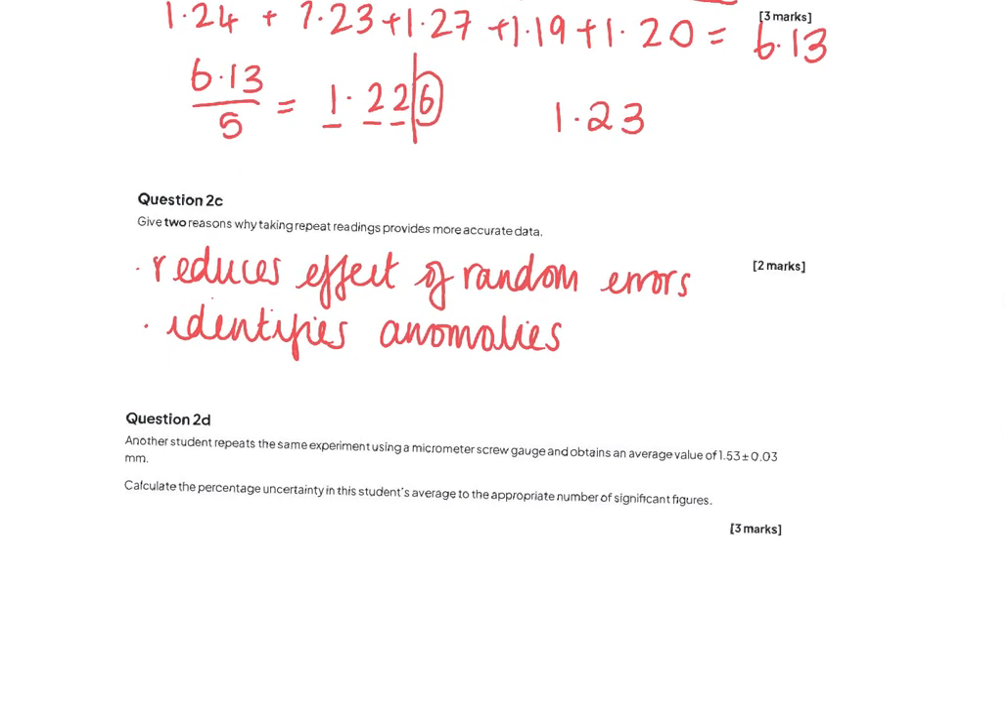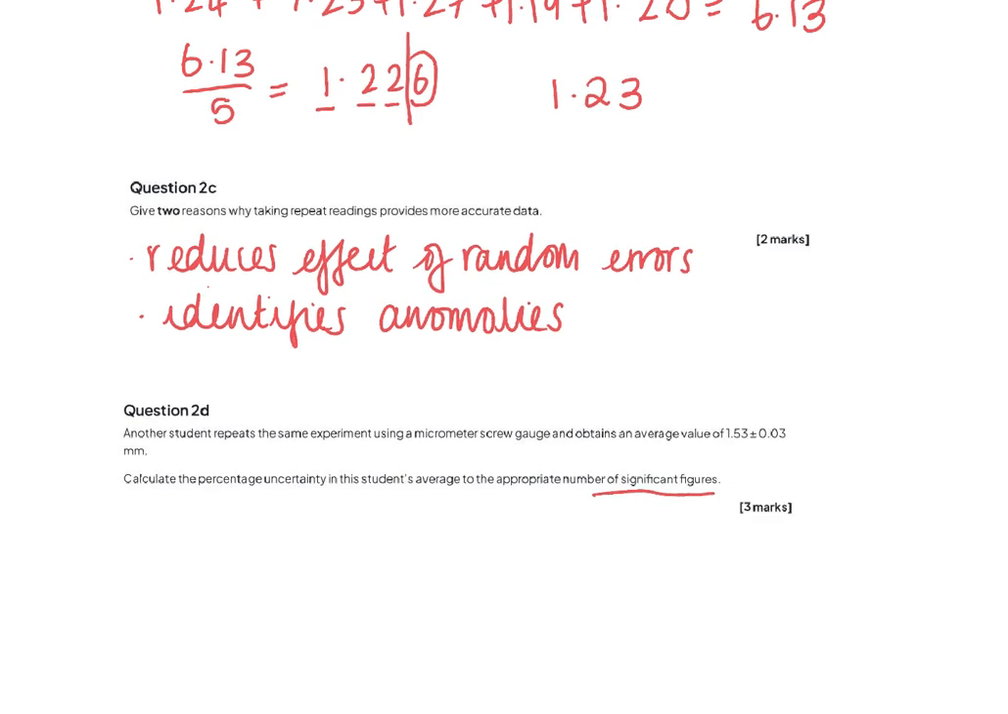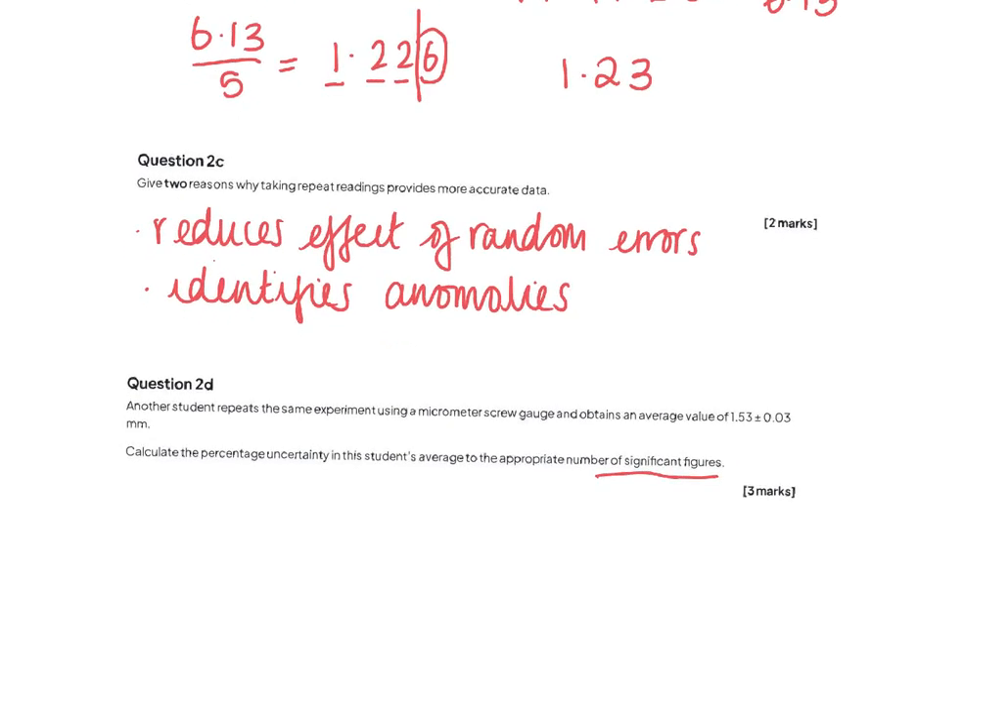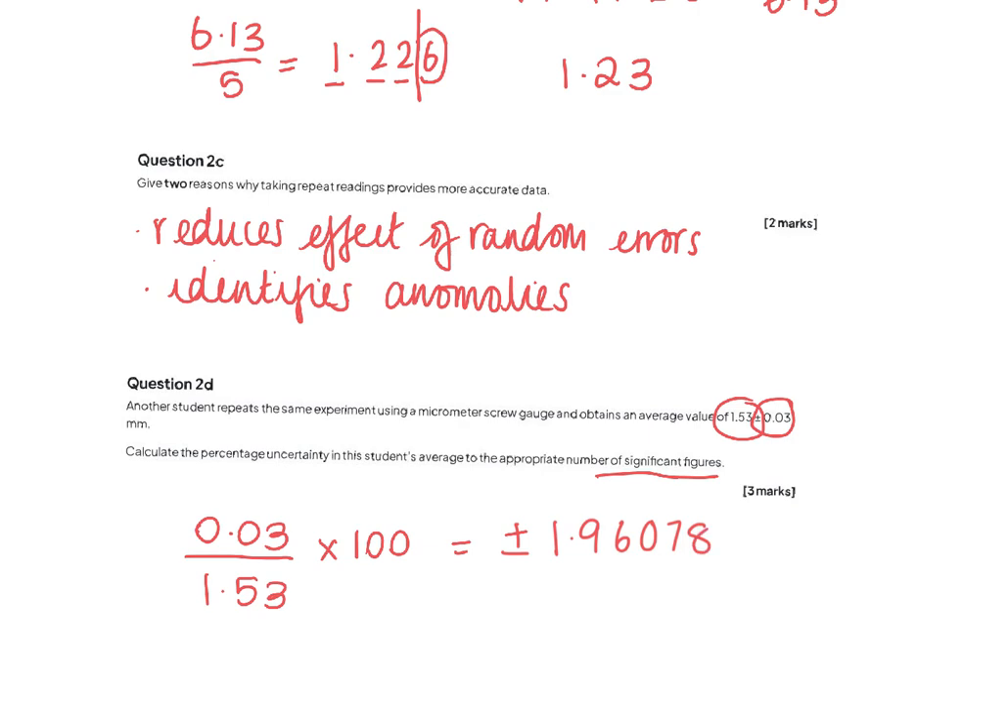Question 2d. Another student repeats the same experiment using the screw gauge and obtains an average value of 1.53 plus or minus 0.03 millimeter. Calculate the percentage uncertainty, and again, put it to the right amount of significant figures. So when we're changing an absolute uncertainty into a percentage uncertainty, we take our absolute uncertainty, 0.03, and we divide it by our number, 1.53, and it's a percentage, so we have to remember to times it by 100 at the end. So what you will get is plus or minus 1.96078. That's exactly what came off my calculator.